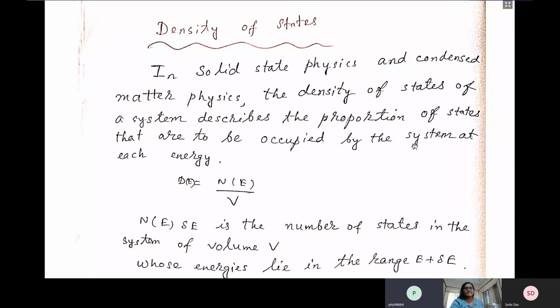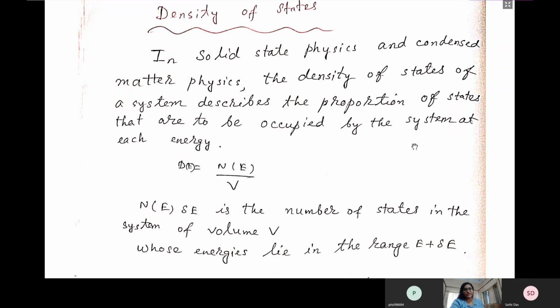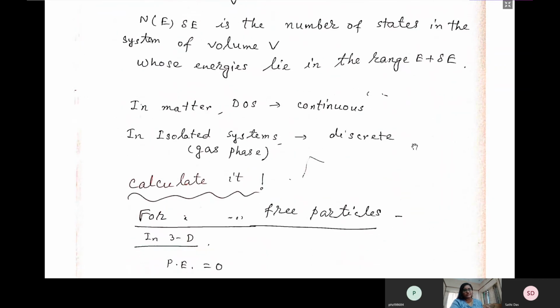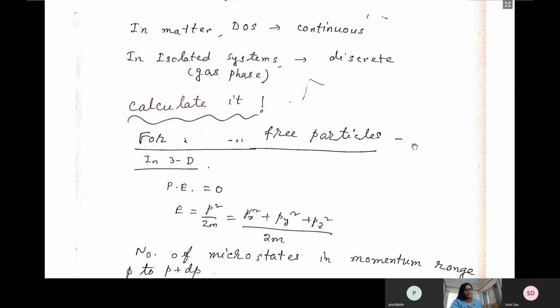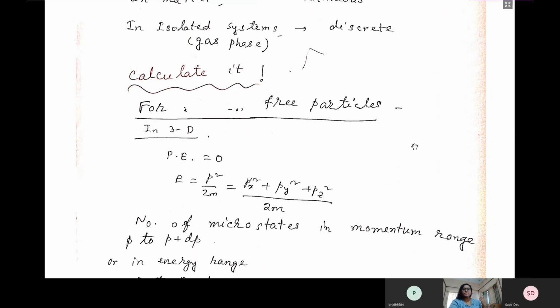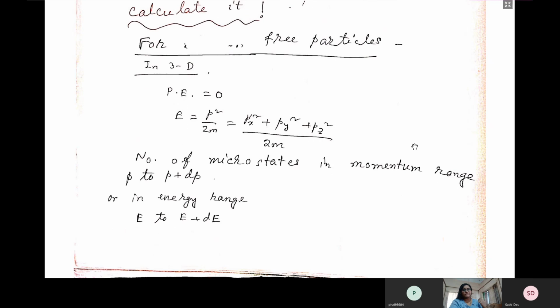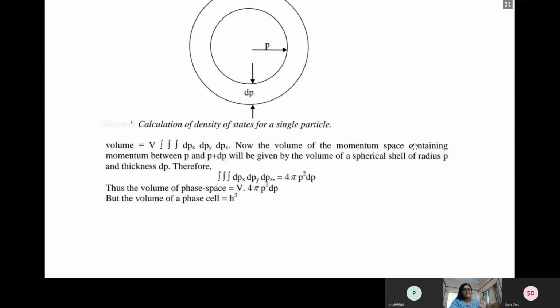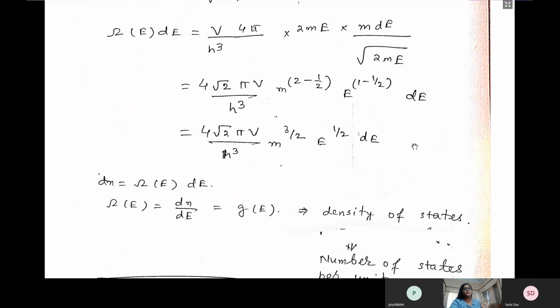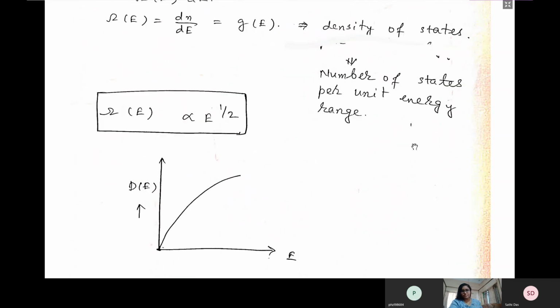Hello friends, in the last lecture we learned about density of states and how to find the density of states for different systems. For one dimension, two dimension, three dimension, we learned to find the density of states for the free particle and for the electrons, and we also discussed some previous year problems.